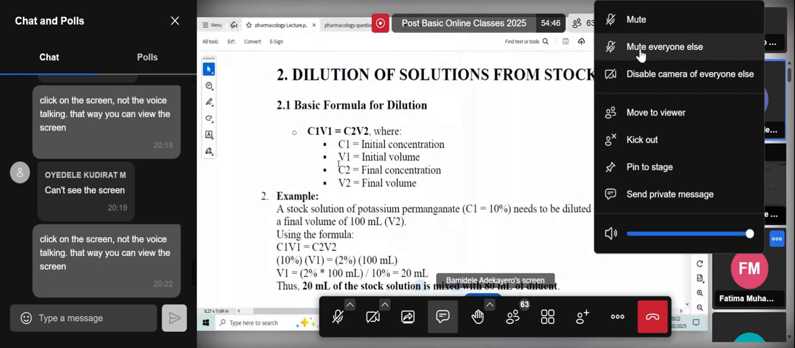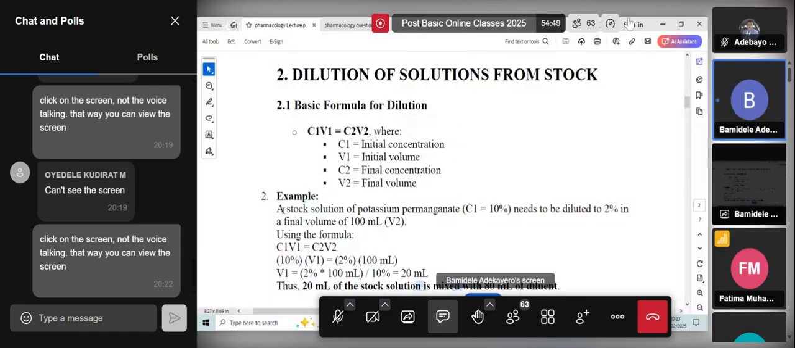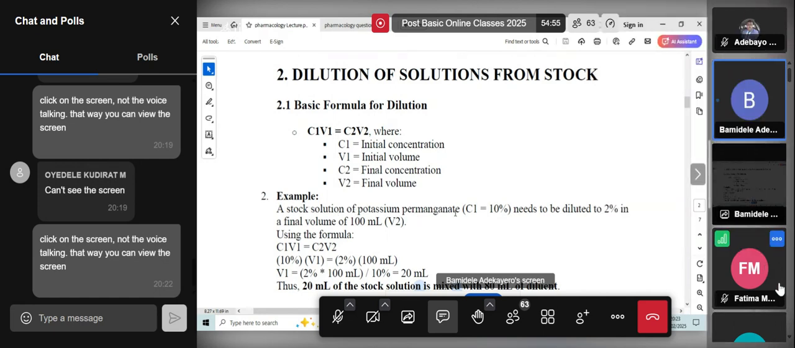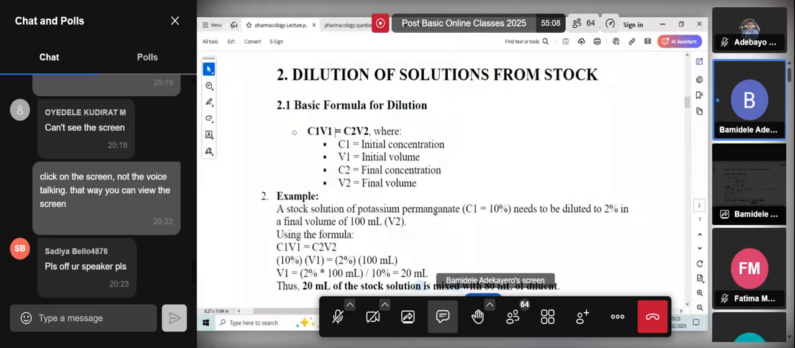So that is what it means. So now this is an example, a very small example I've given us. A stock solution of potassium permanganate. Stock solution means that is what is provided from the factory. That is what is produced or manufactured by the factory. So you know that automatically that is the initial concentration of the medication.